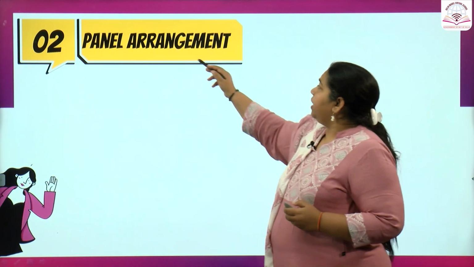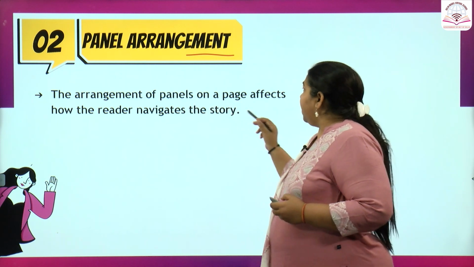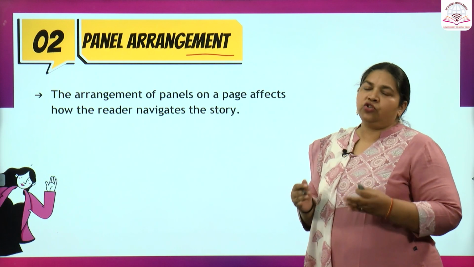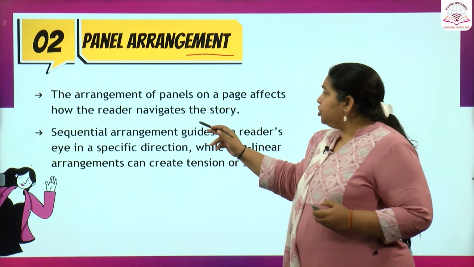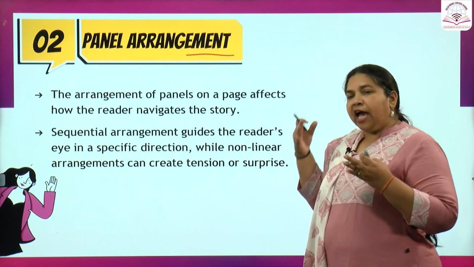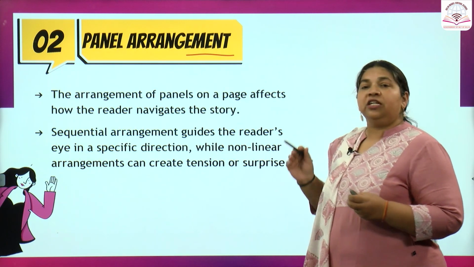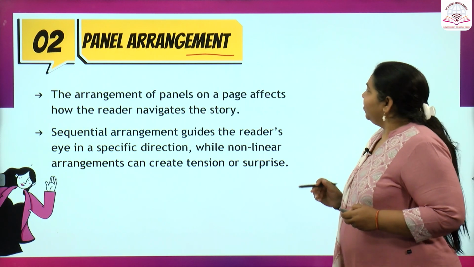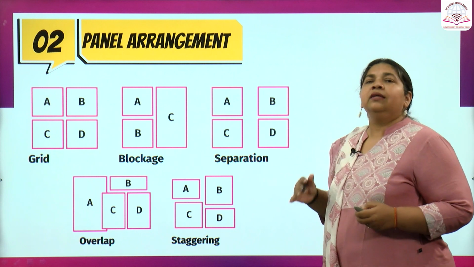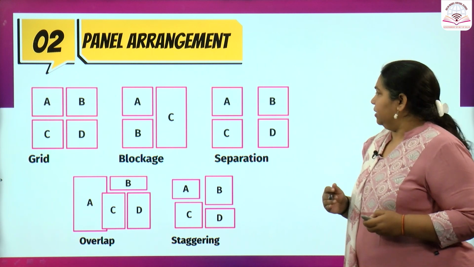Now next is panel arrangement. Here we see that the arrangement of panels on a page affects how the reader navigates the story. And then sequential arrangement guides the reader's eye in a specific direction, while non-linear arrangements can create tension or surprise. Let's look at a few examples. These are different panel arrangements that can be used, and they are already used by different comic artists.